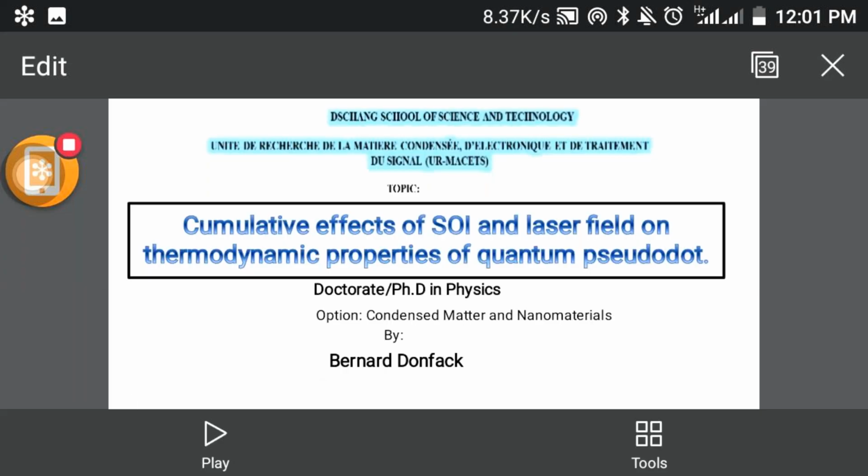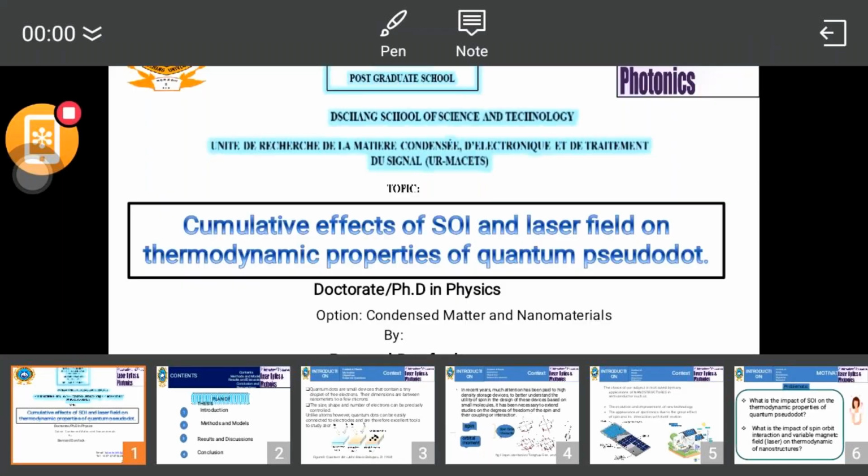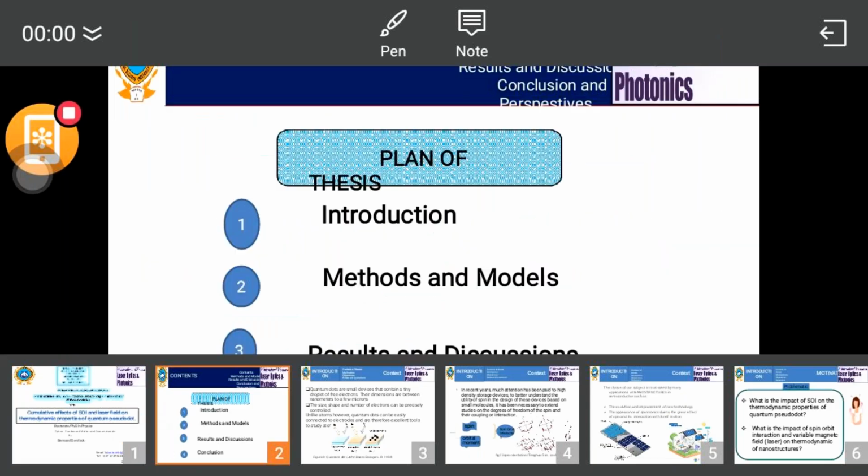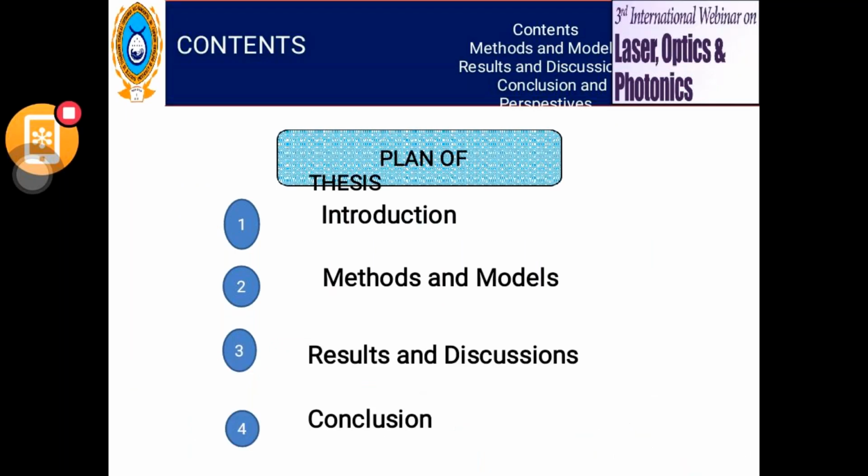Okay, thank you for giving me the possibility to present this work. My work is on the cumulative effect of spin orbit interaction and laser field on thermodynamic property of quantum pseudodot. This work is structured as follows: we start with an introduction, then we present methods and model, results and discussion, and end with a conclusion.